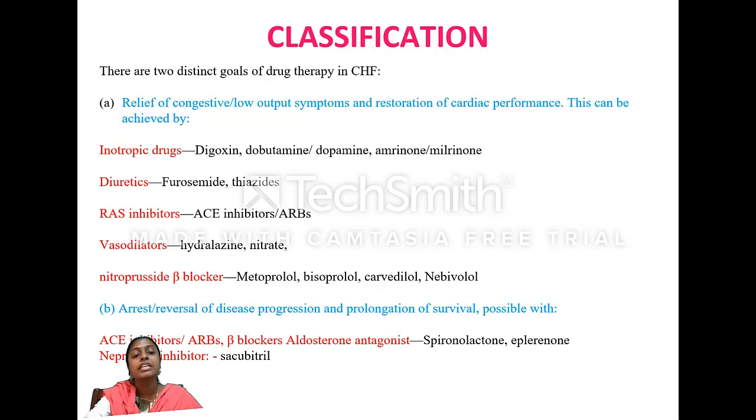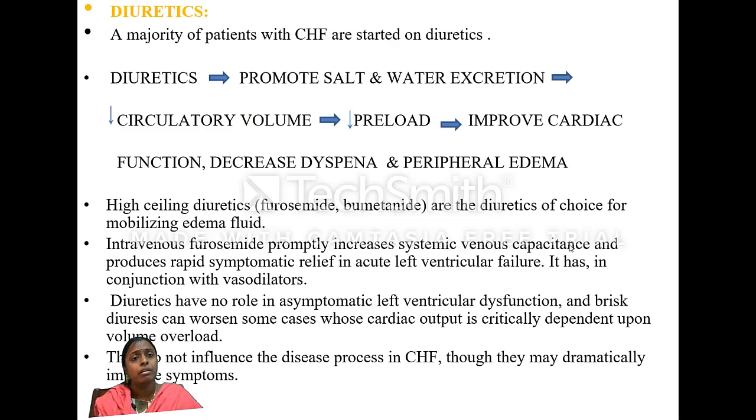The next one is diuretics, and the third one is RAS inhibitors. RAS inhibitors are nothing but renin angiotensin system inhibitors. The next one is vasodilators, and the last one is nitroprusside, beta blockers. When it comes to prolongation of survival, we use ACE inhibitors, beta blockers, and aldosterone antagonists, such as spironolactone.